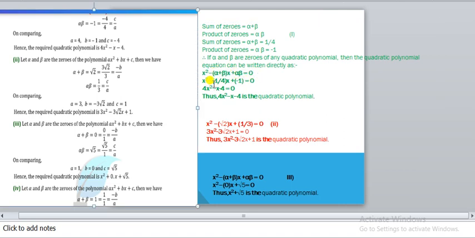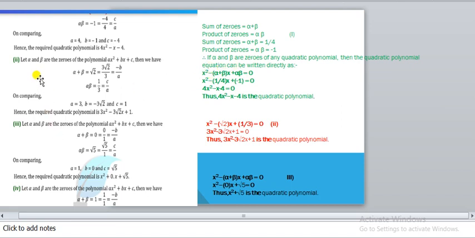So x square minus (sum of the roots), the roots are given: 1 upon 4, so I put here x plus alpha beta, which is given as minus 1, we put here. So taking the LCM, we'll get 4x square minus x minus 4 equal to 0. This is the required polynomial. So directly using this formula also we can find it.